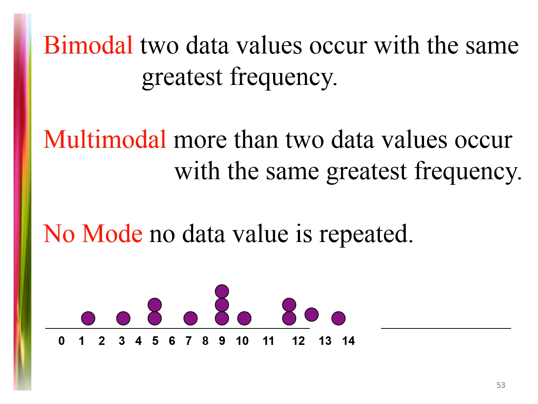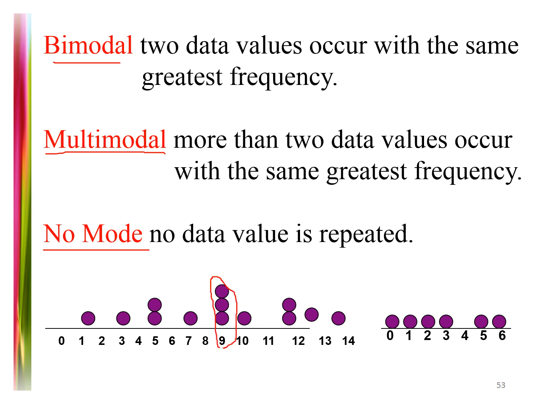We have special names for these cases. Suppose our data set contains two mode values, that means two data values with the same greatest frequency, then we call it bimodal. Or if there are more than two values with the same greatest frequency, we call it multimodal. In some situations there is no mode. This is just a simple example: in the first case the mode is 9, and in the second case there are no mode values.